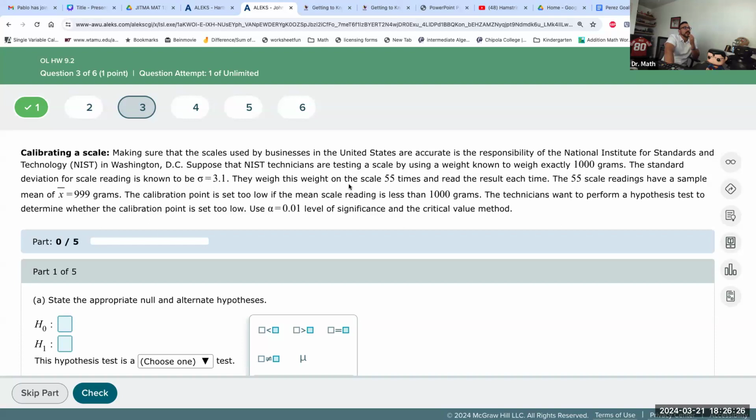They weigh this weight on a scale 55 times and they read the result each time. The 55 scale readings have a sample mean, X bar, of 999 grams. The calibration point is set too low if the mean scale reading is less than 1,000 grams, right? So that means the scale is off. So the technicians want to perform a hypothesis test to determine whether the calibration point is set too low.